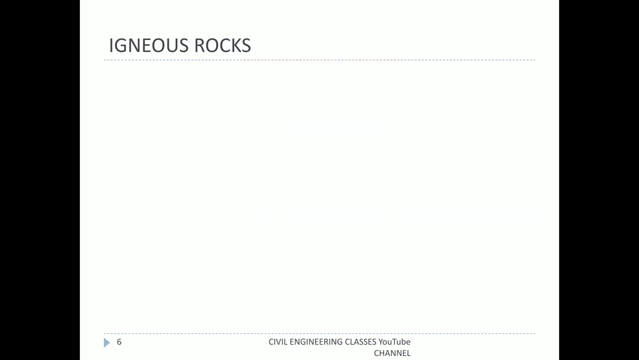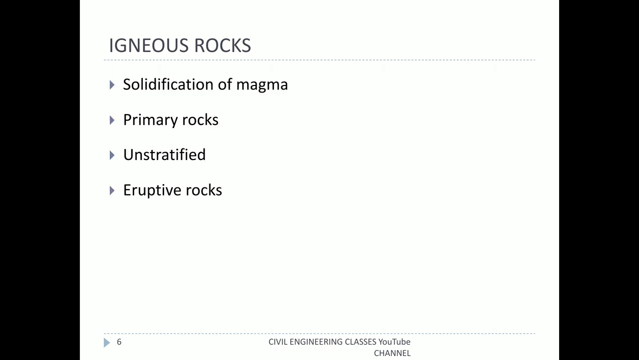First one is igneous rocks. The inside portion of the earth's surface we know is at a very high temperature, which causes the fusion of these rocks, and at that temperature the rocks are present in a molten form, which is called magma. So the igneous rocks are formed by the solidification of this magma when this magma comes out to the earth's surface through some cracks or some weak portions.